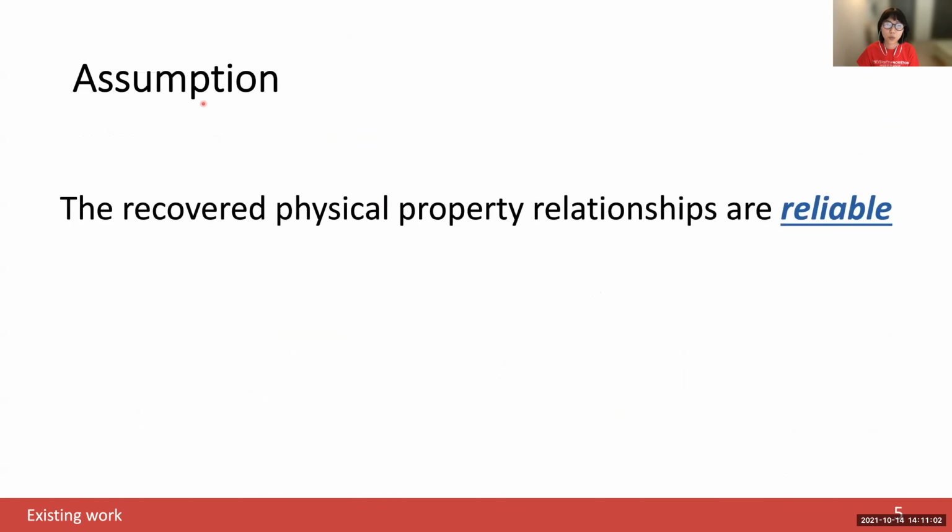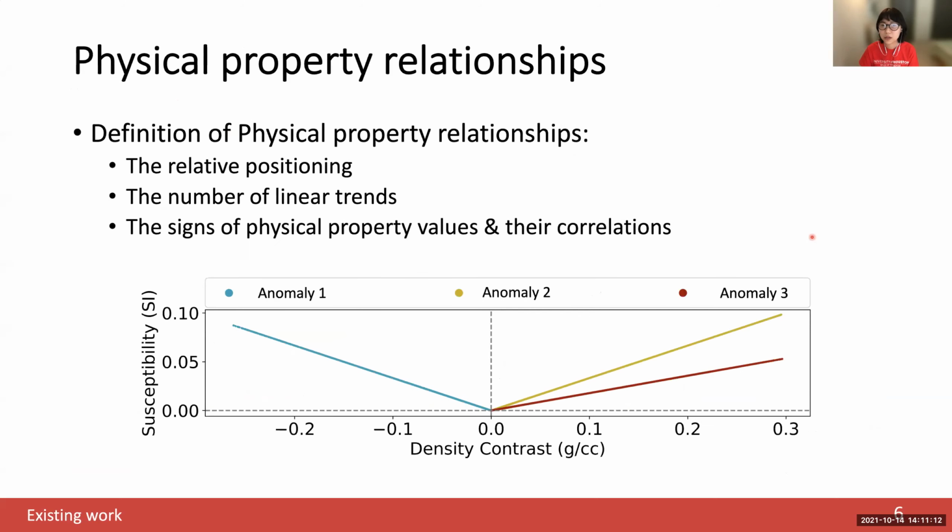So in this general workflow, the implicit assumption is that the recovered physical property relationships are a reliable representation of the subsurface geologic anomalies. Just to make sure that we are on the same page, let's start by defining the physical property relationships using an example scatter plot shown here. In this scatter plot, the x-axis is for density contrast value, and the y-axis is for the magnetic susceptibility values. And there are three distinct linear trends that are well separated, corresponding to three geologic anomalies.